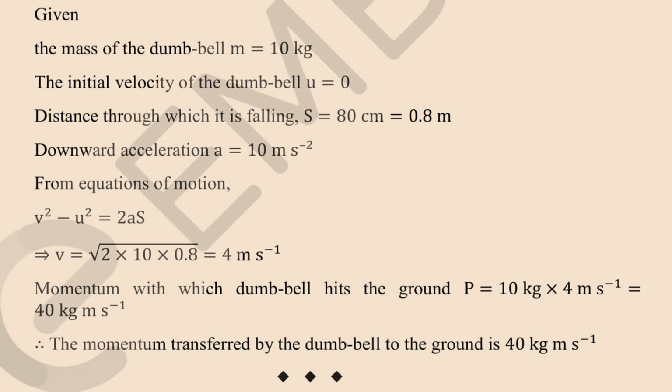While substituting these values in the equation v square minus u square equals 2as, we will get the final velocity as 4 meter per second. Then the final momentum can be calculated by mass into final velocity. That is, mass is 10 kilogram into final velocity, we got it as 4 meter per second. So 10 into 4, that is equal to 40 kilogram meter per second.